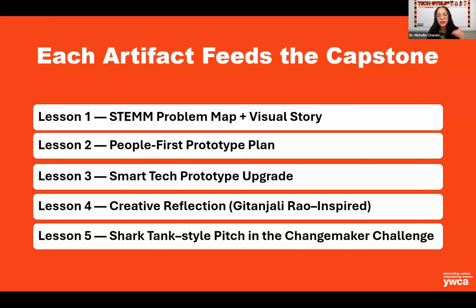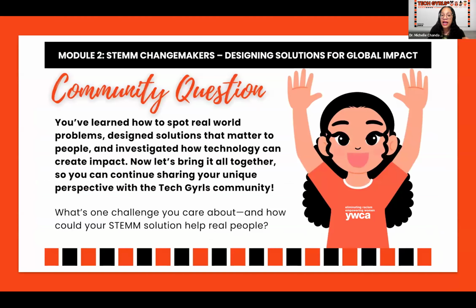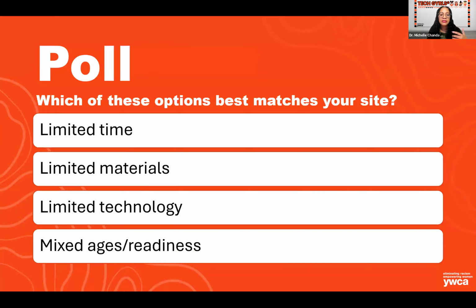So every piece is supporting their growth toward communicating their problem and their human-centered solution clearly. And of course, there is that community question at the end of module 5. And again, we want to invite the girls here to post on Mighty Networks after module 2, because all of this is going to help build their visibility and their voice. And of course, their belonging in STEM.